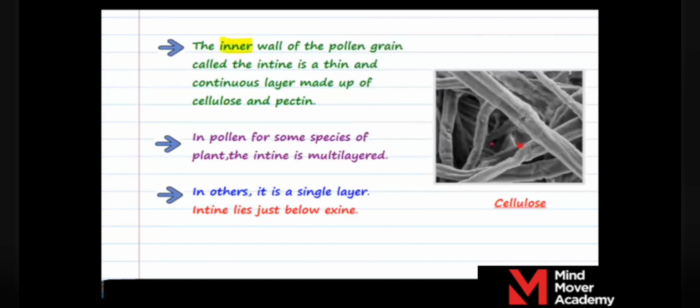Now the inner wall of the pollen grain is called the intine, a thin and continuous layer made up of cellulose and pectin. So it is made up of two macromolecules, cellulose and pectin, and it is a thin continuous layer known as intine. Here in this image you can see cellulose being shown. Now in pollen of some species of plants, the intine is multi-layered. So it is multi-layered in some species of plants and in others it is a single layer. The intine lies just below the exine. So exine is the outer hard covering, whereas intine is the inner thin continuous layer.